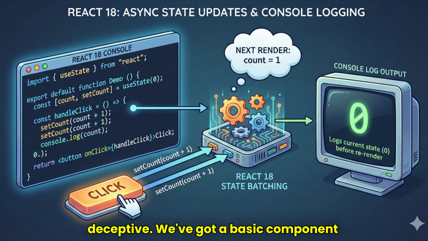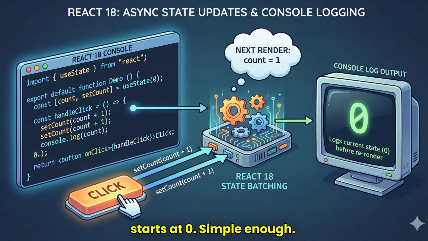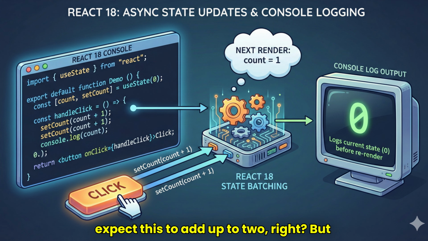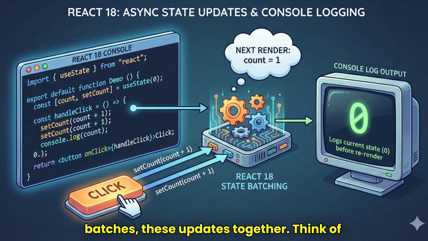We've got a basic component with a state variable, count, and it starts at 0. Simple enough. Second, inside the click handler for a button, we try to increment that counter twice, back to back. Now, you might expect this to add up to 2, right? But with React 18, it groups, or batches, these updates together.